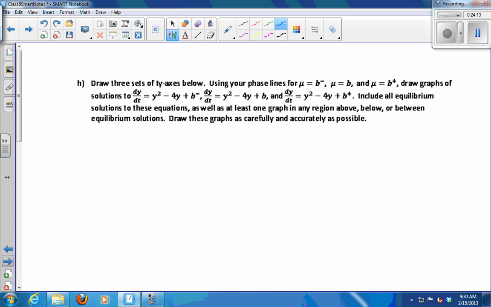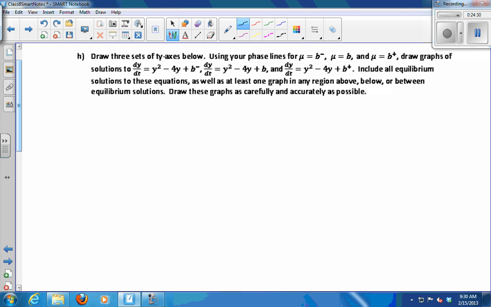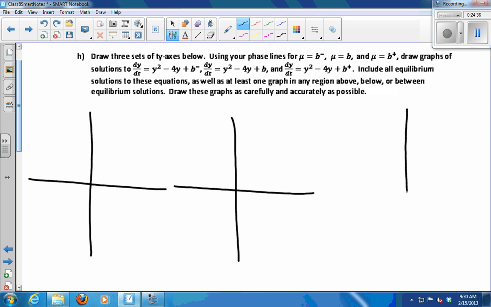All right, so now we're going to use our bifurcation diagram to draw 3 different solutions, because there are 3 different differential equations, one for each value of mu. Draw 3 different solutions using the phase lines that I drew. I'm going to put in any equilibrium solutions, and at least one solution in each different region between the equilibriums and outside. So here we'll start with mu equals 3.